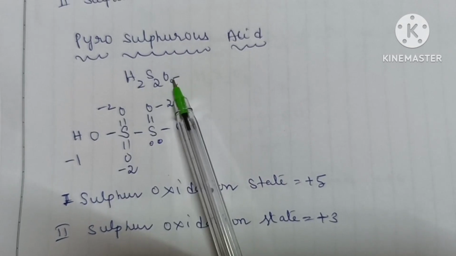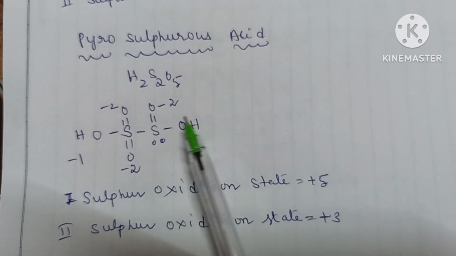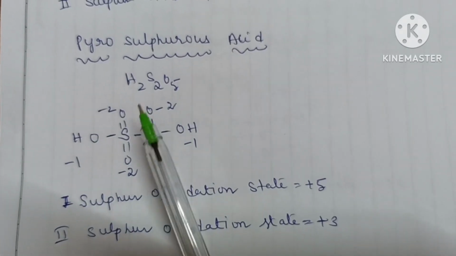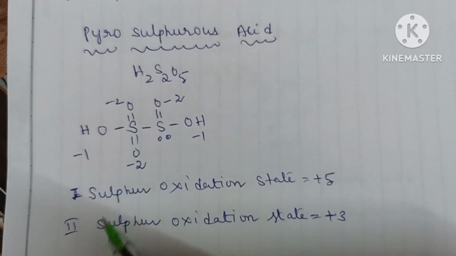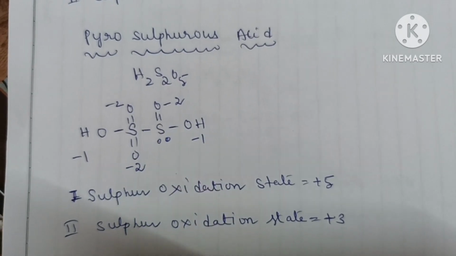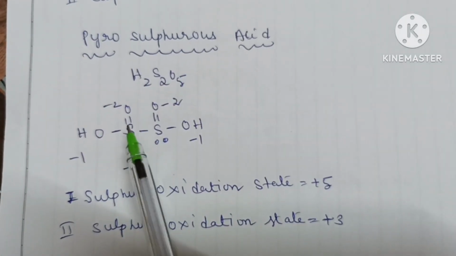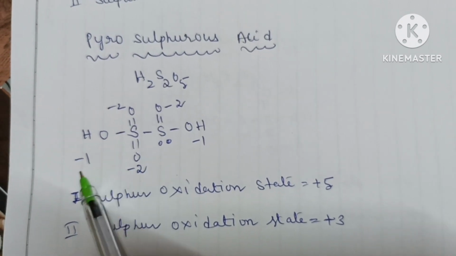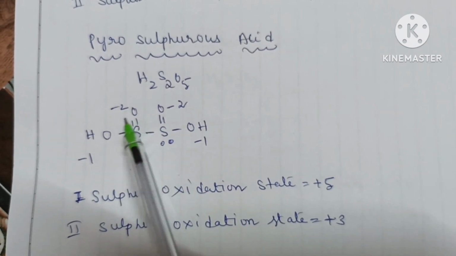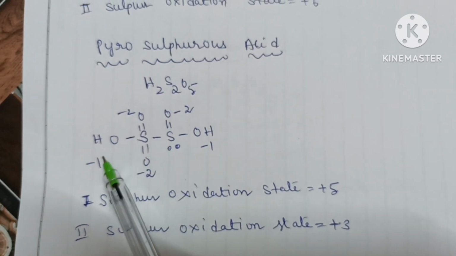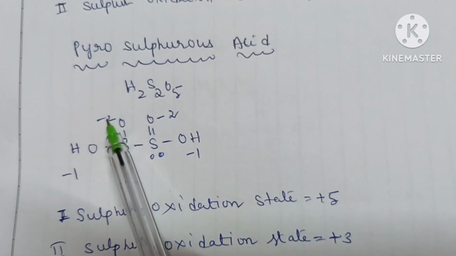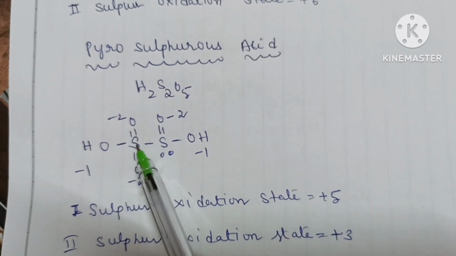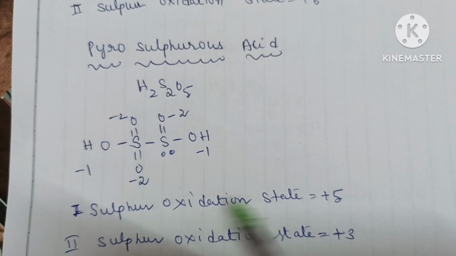So how many oxygens are over? 1, 2, 3, 4, 5. So oxygens completed, sulfurs completed, hydrogens completed. After that you have to calculate the first sulfur oxidation number, again second sulfur oxidation number. First you have to find out first sulfur oxidation number. Oxygen oxidation number minus 2, OH oxidation number is minus 1, oxygen oxidation number is minus 2. So minus 2 plus minus 1 is minus 3, minus 3 plus minus 2 is minus 5. So surrounding atoms minus 5, central atom sulfur oxidation number is plus 5.